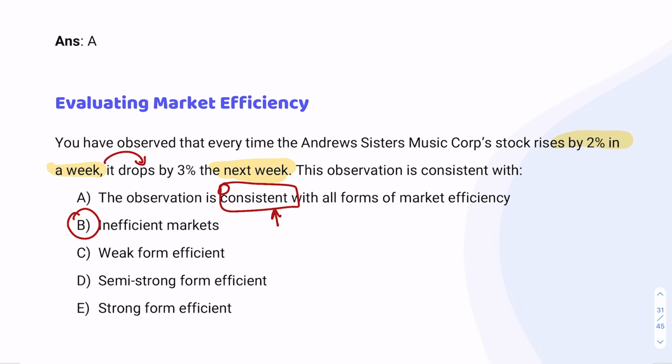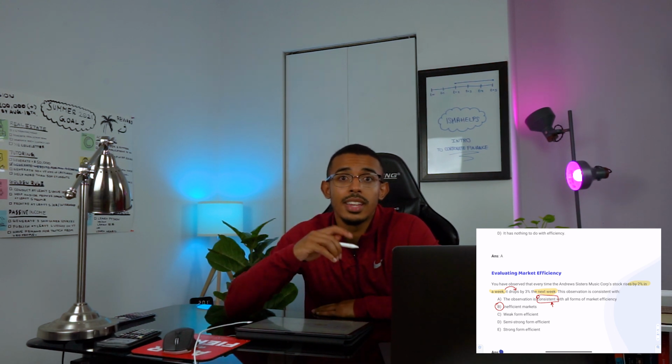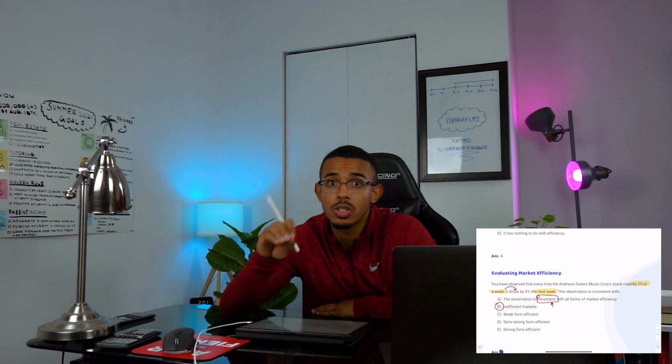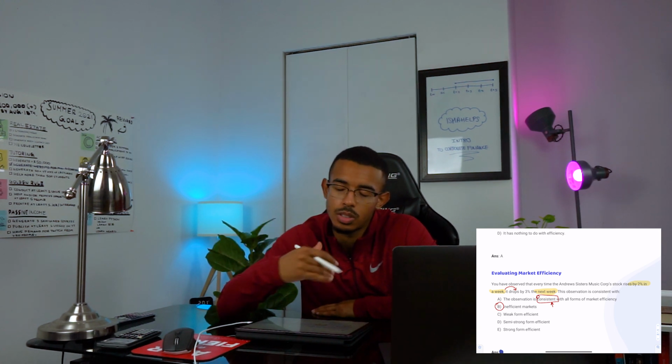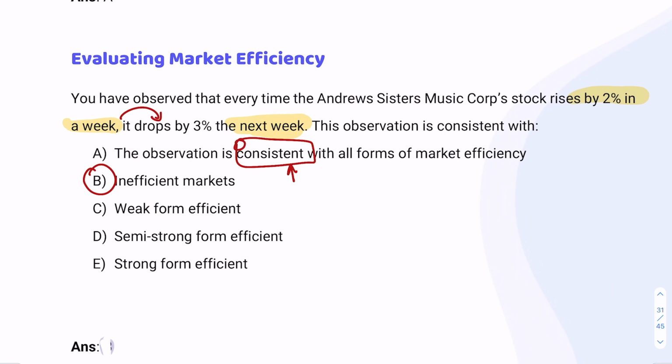Think about it. It's definitely not consistent with the weak form market efficiency, because weak form market efficiency would say that historical prices are included in your stock prices, such that technical analysis does not work. And for that reason, B is the right answer.